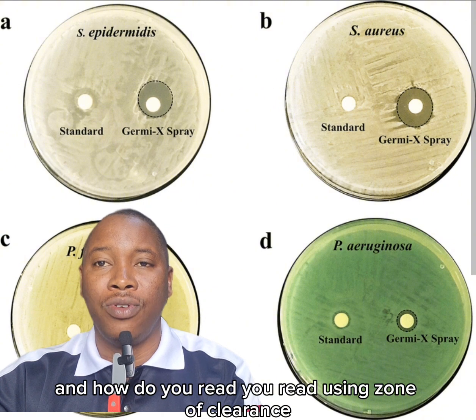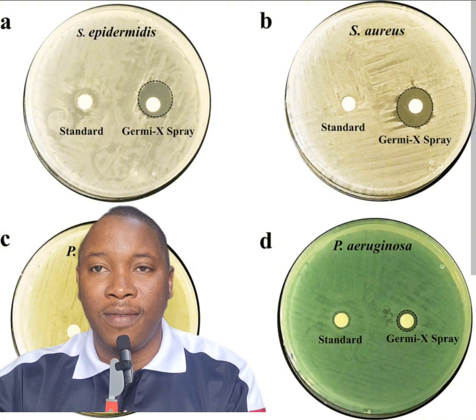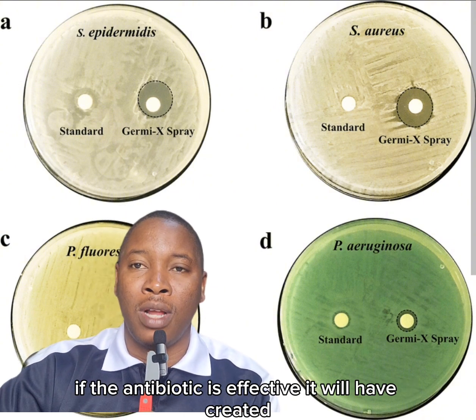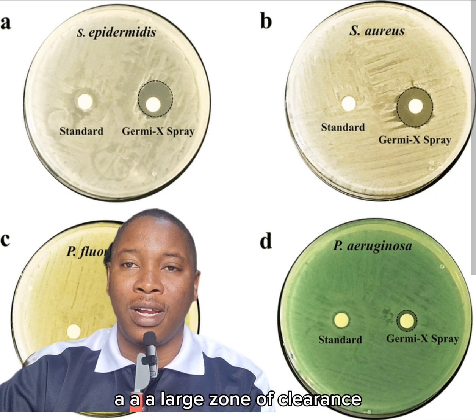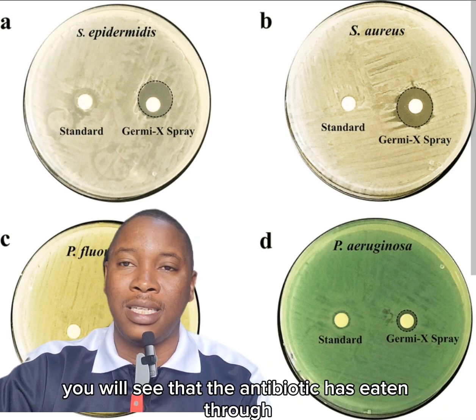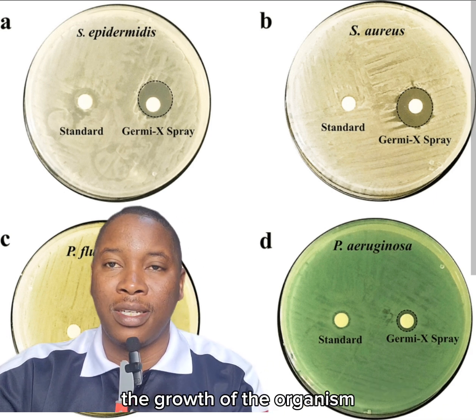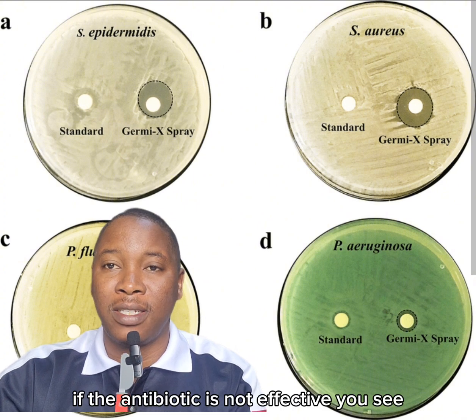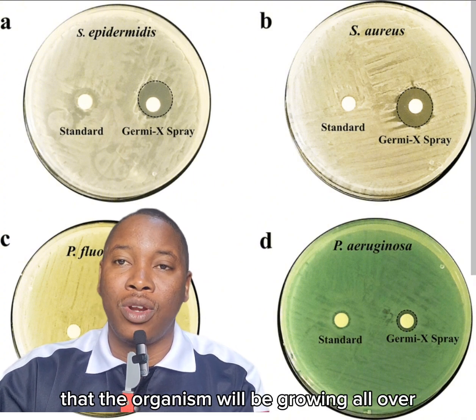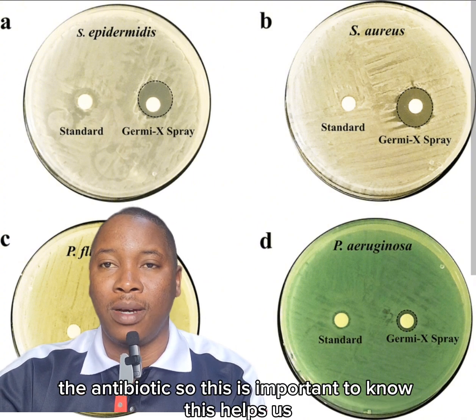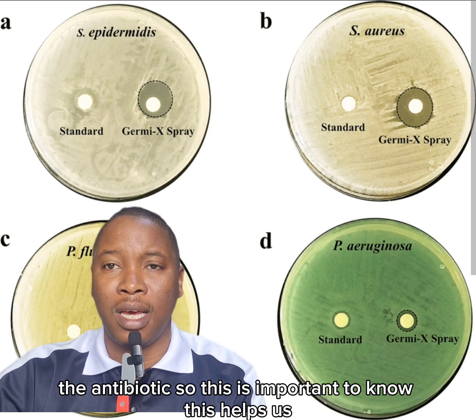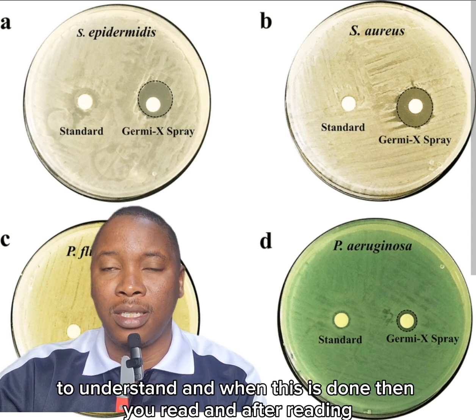And how do you read? You read using the zone of clearance. If the antibiotic is effective, it will have created a large zone of clearance. You will see that the antibiotic has eaten through the growth of the organism. But if the antibiotic is not effective, you see that the organism will be growing all over the antibiotic. So this is important to know. This helps us to understand. And when this is done, then you read.